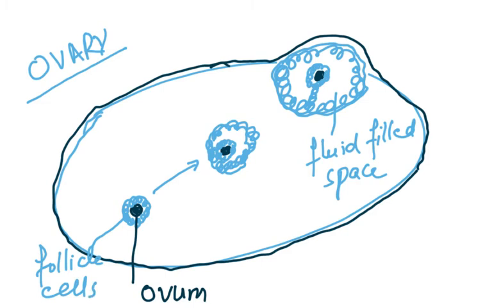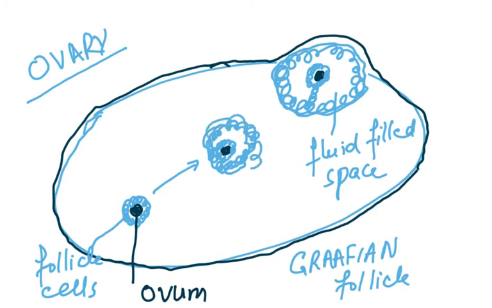So this whole structure is going to be called the Graafian follicle. Now, during the first 13 days of the cycle, this follicle develops. This is the ovum which is surrounded by the follicle cells. And of course, this becomes bigger and bigger during these 13 days. And then some of the cells liquefy and form a fluid-filled space.